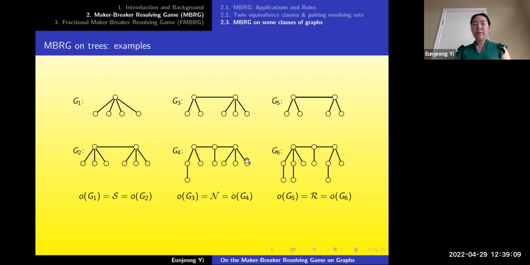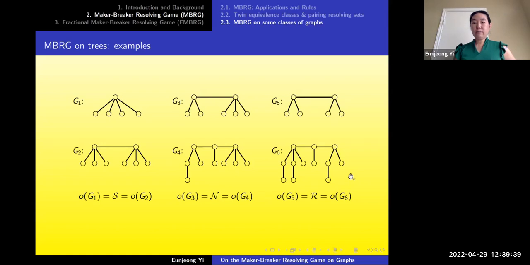Now, if you look at G5 and G6, for each major vertex, you can have at most 2 vertices adjacent to each major vertex. So in G5, you have 2 twin equivalence classes of cardinality 2 each. Now, if you look at G6, you can have many leaves, but you have some additional length so that you can pick and choose from. So that allows the resolver to win.